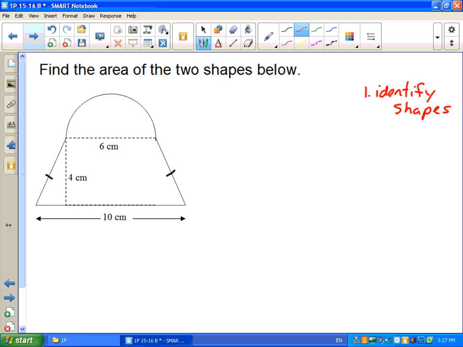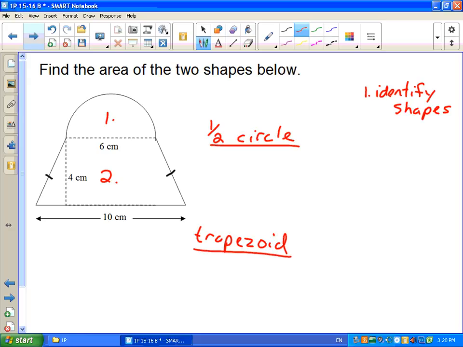So what two shapes do we have here? Well, we've got a half circle up here. We'll label it number 1. And down here, shape number 2, we have a trapezoid. If we want to find the combined area of these two shapes, we need to find the area of each individual shape, the area of our half circle and the area of the trapezoid, and then add them up.